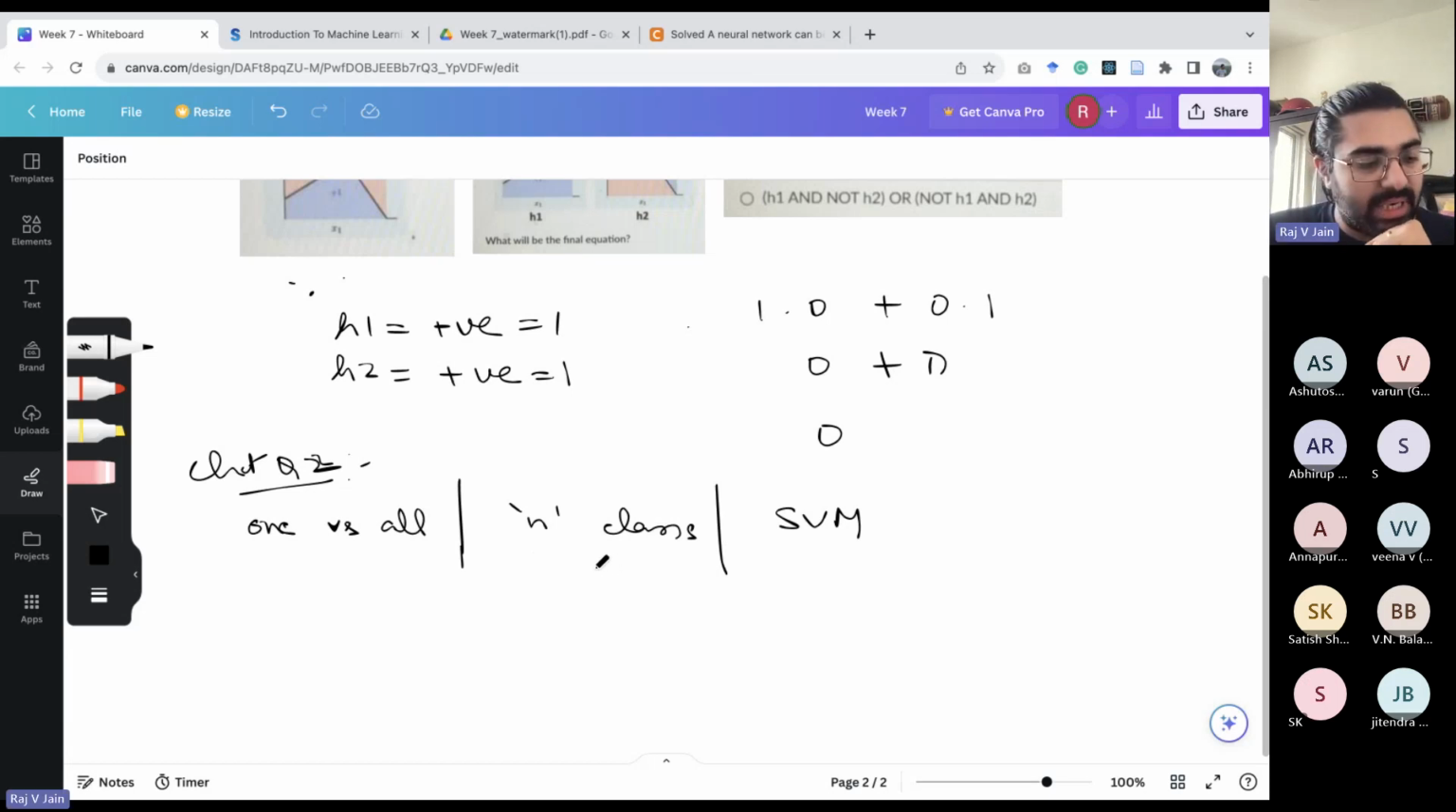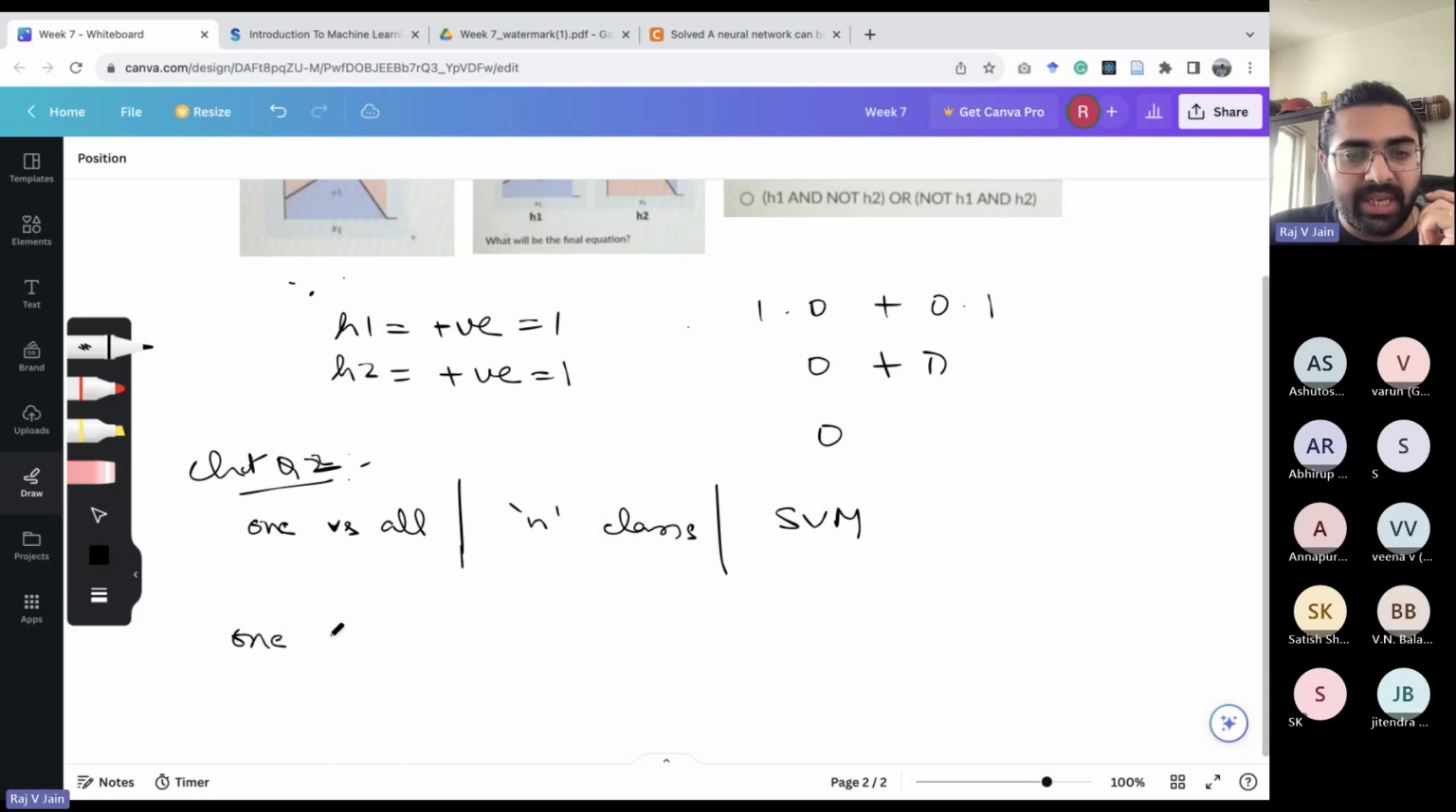N number of models, right? So Annapurna, why n number of models? From where did you get the intuition of n? So for each class, one model has to be created. It's one versus all, so for each class we need one. Yes, right. So one versus all is there in the name.